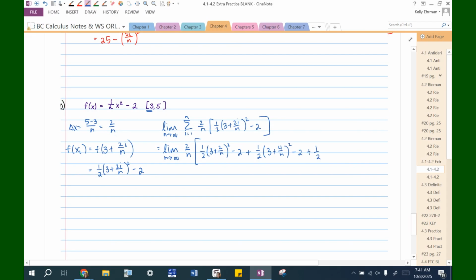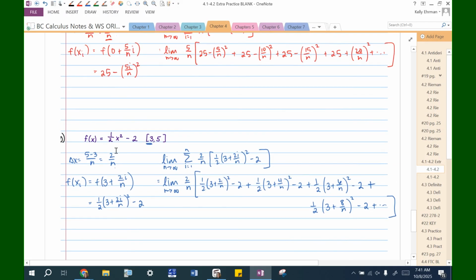Now put in 3 for i. 1/2 times 3 plus 6 over n squared minus 2 plus 1/2 times 3 plus 8 over n squared minus 2 plus ... We would do that for n terms.